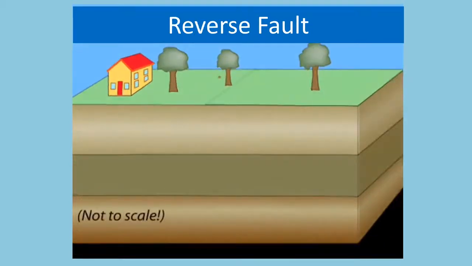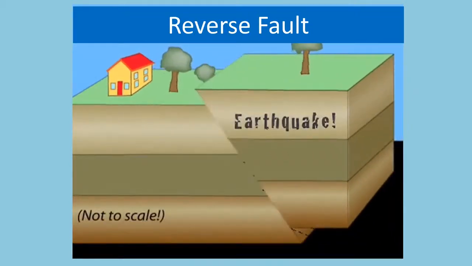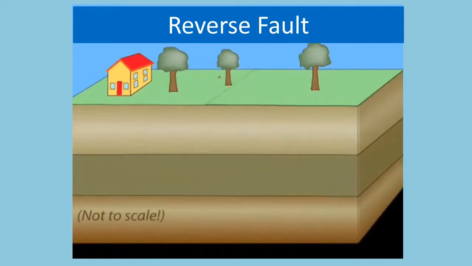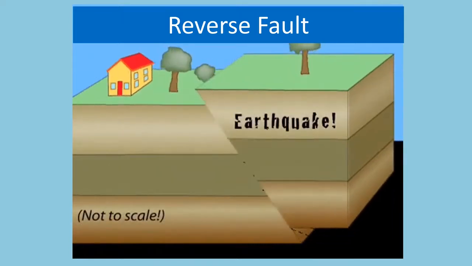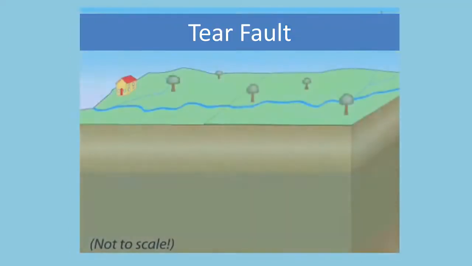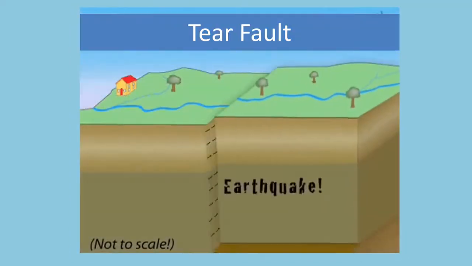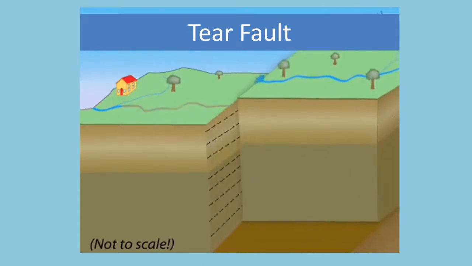The second type is reverse fault. Here, rocks get pushed up between two cracks. The third type is when rock structures move sideways or laterally in opposite directions. This is known as tear fault.